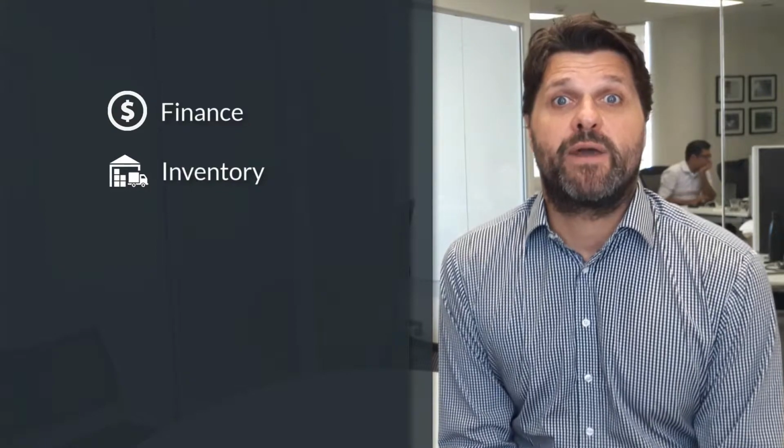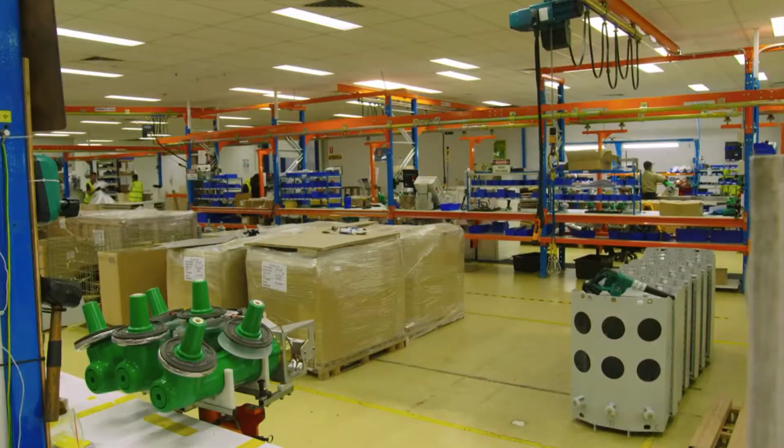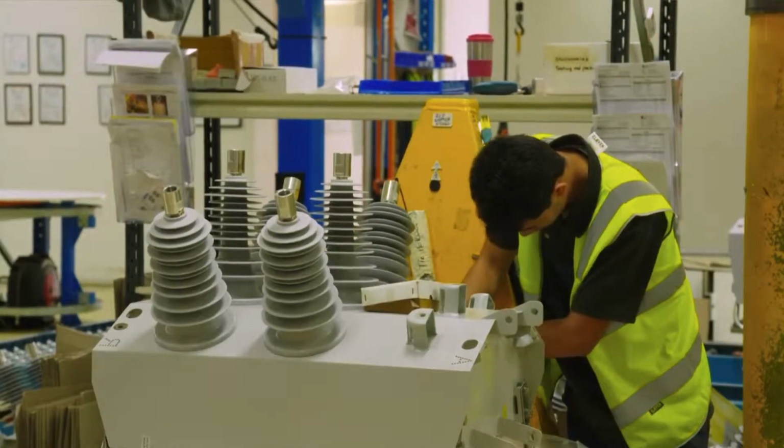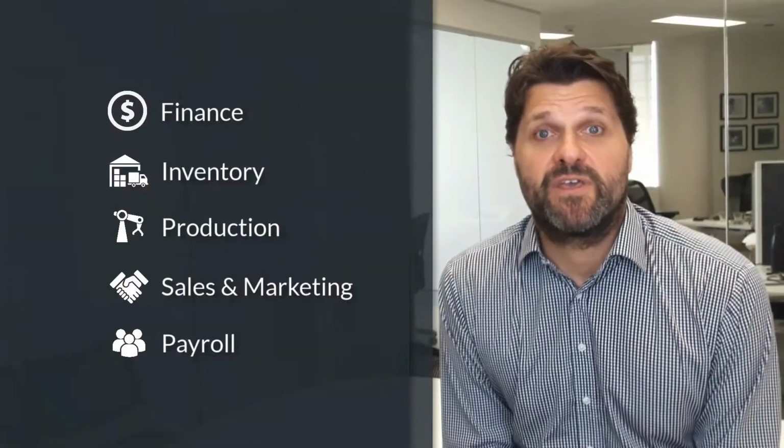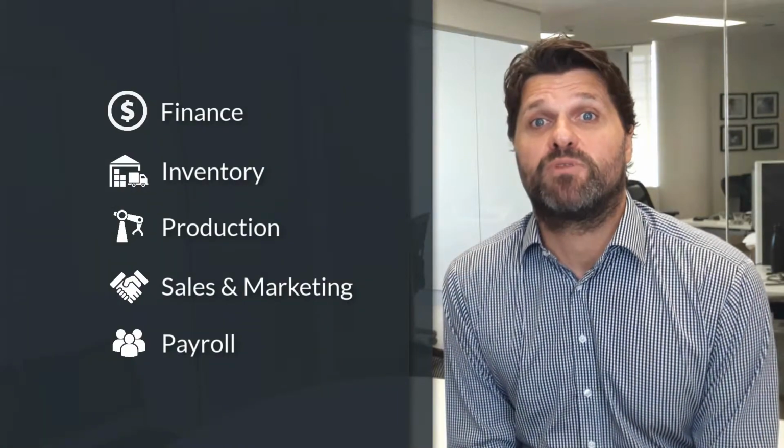Automate and speed up your manufacturing processes with bill of materials, full MRP, scheduling and quality management functionalities. Systemise your marketing and sales processes with CRM, pipeline management, integrated marketing and a customer self-service portal. Simplify your payroll process and take guesswork out of the equation with integrated ATO compliance requirements and single-touch payroll.